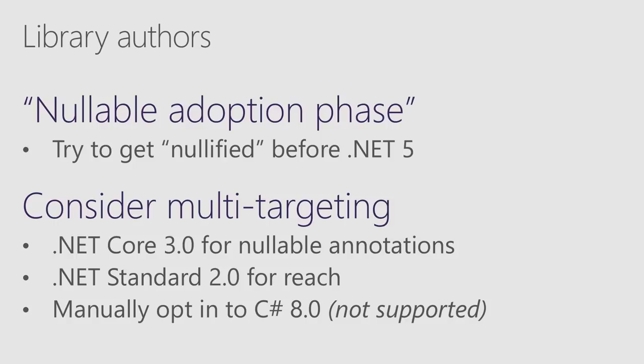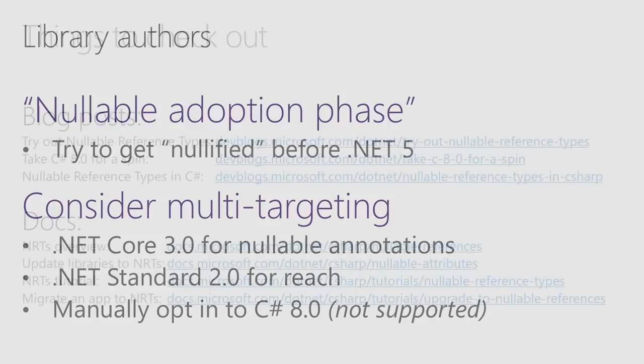But if you consider yourself an expert, you can go and manually do it in the project file. And that's probably the best way to go, and this should work just fine, as you try to both get the nullable annotations that are in .NET Core 3.0 and get the warnings for those, but you also want to generate code that reaches all of .NET Standard 2.0. So this is how we recommend that you go.